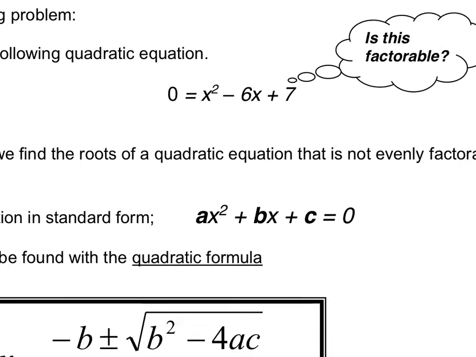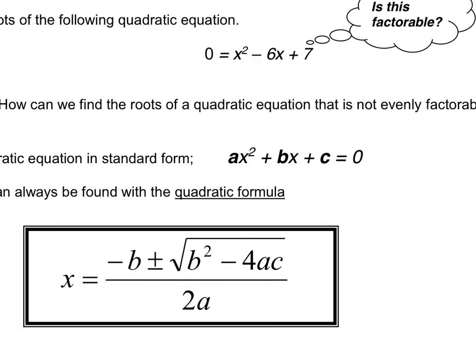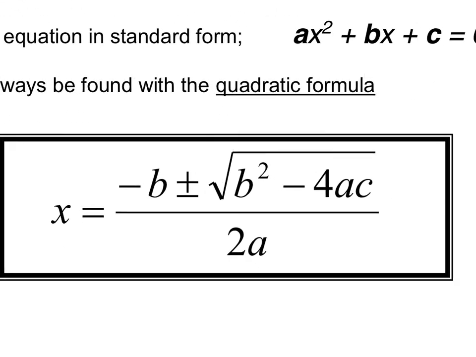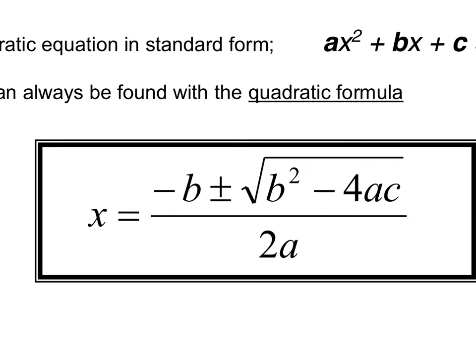So before we would write that this is unfactorable and that there are no zeros, but that's simply not true. So what we've done in math is that we've come up with a formula to be able to solve for these problems. This is the formula, the quadratic formula.